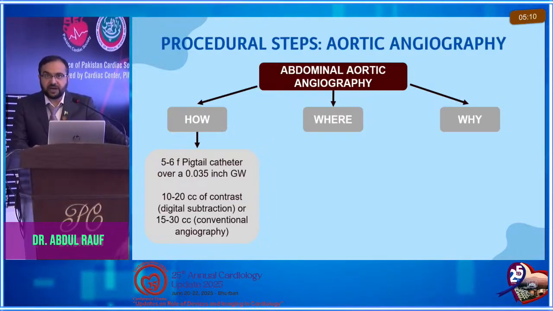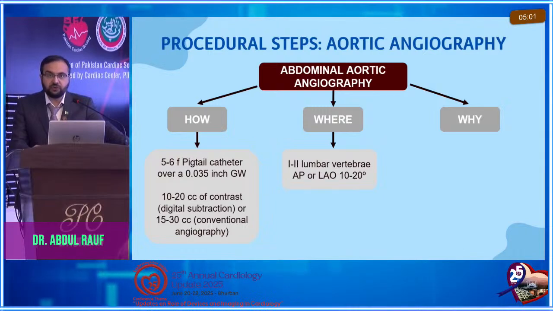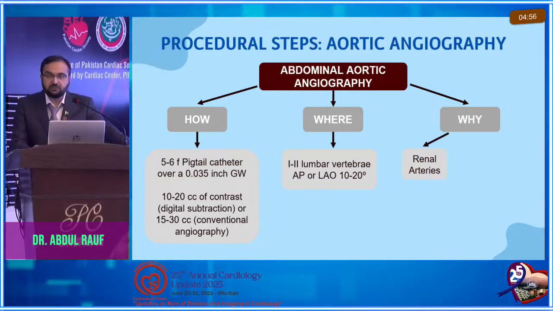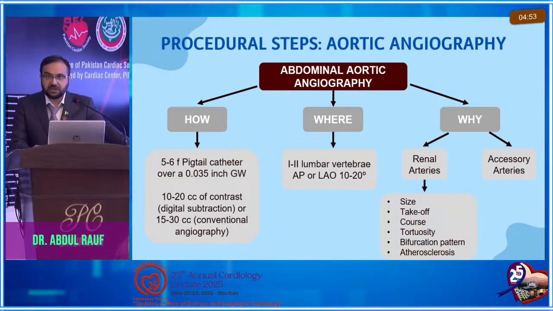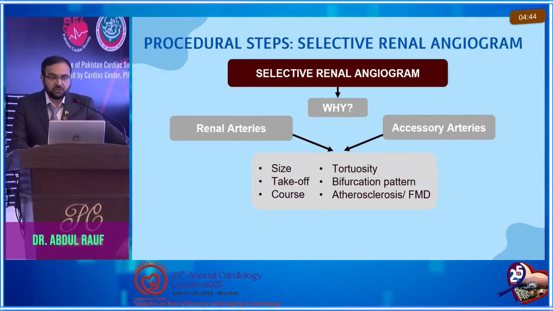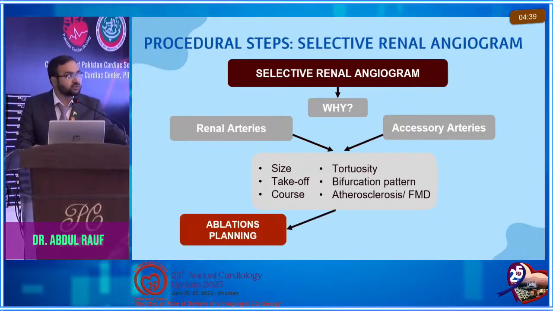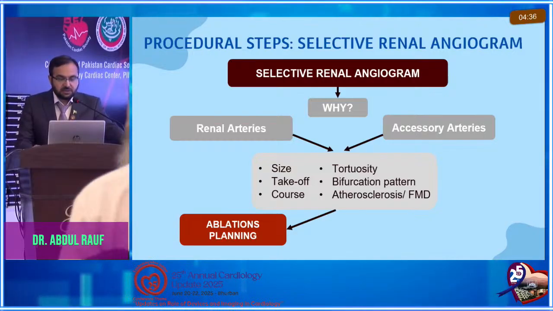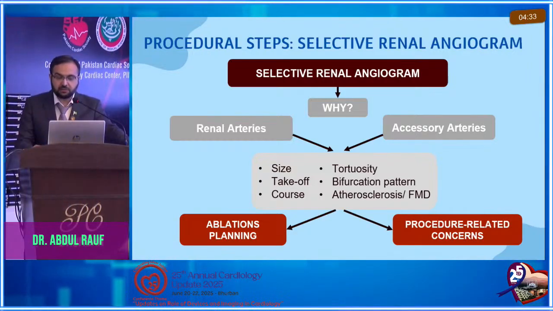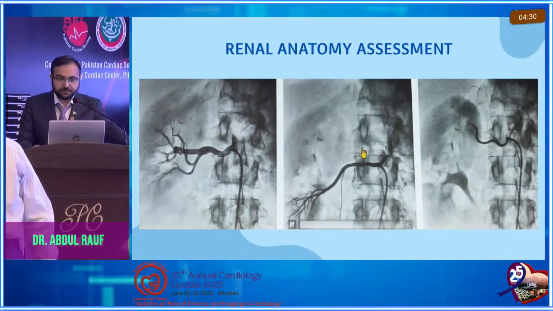It is basically very simple: a 5 to 6 French pigtail catheter over a simple 0.035 wire and 10 to 20 cc of contrast. The views will be at the 1st to 2nd lumbar vertebra, AP and LAO 10 to 20 views. Why? For renal arteries and accessory arteries. Size, take-off, course, tortuosity, and all these things should be taken into consideration while doing abdominal angiography. You have to selectively take the renal angiogram to look for the size, take-off, course, and tortuosity. That's how you plan for ablation, and procedure-related concerns will be taken into account.